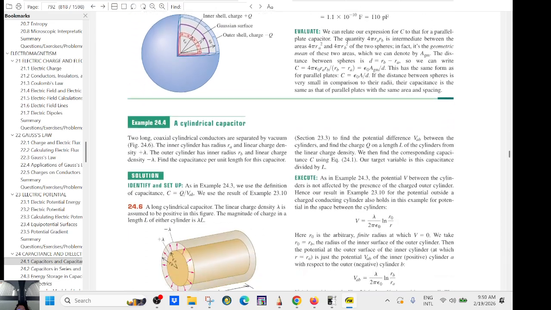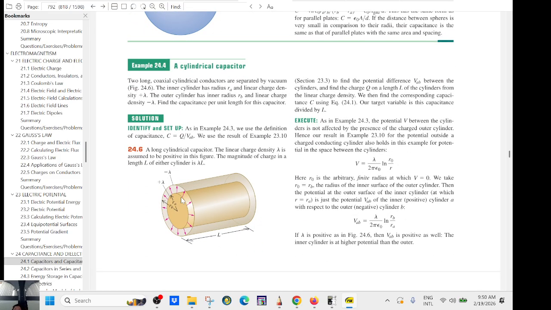It's a very nice book. And then you can do the same thing for a cylindrical capacitor. So first you find the electric field like we did for the last unit. Remember, the last unit we used Gauss's law. So you find the electric field and then you take the integral to find the voltage. And then you use the definition for capacitance. So it's the same thing as before.